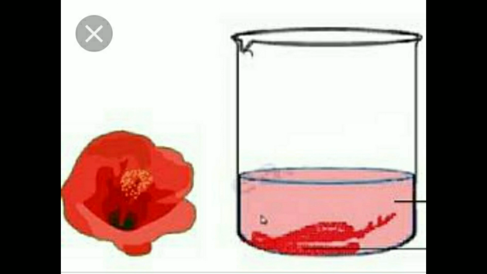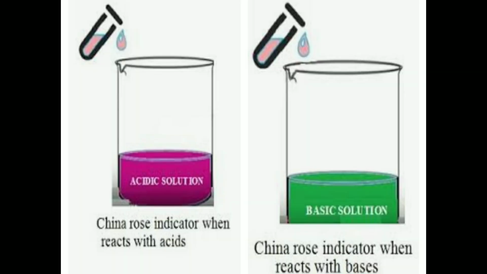Once you have the China rose indicator, how do we perform the China rose test? Let's look at the China rose indicator test. You take the China rose solution, which is a reddish-colored solution, and put a few drops into an acidic solution. The acidic solution turns dark pink in color, whereas a basic solution turns green in color.